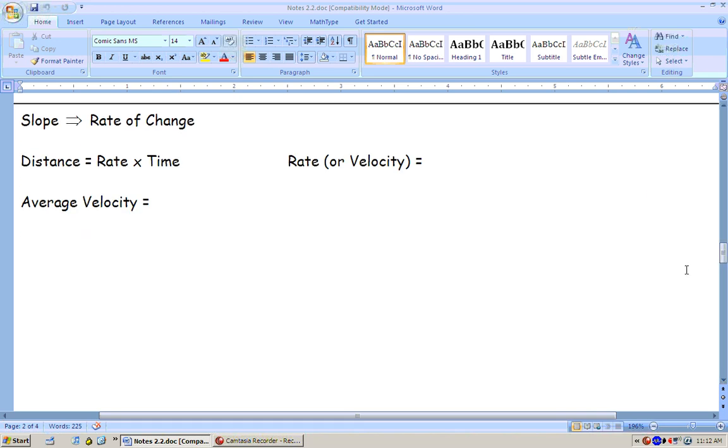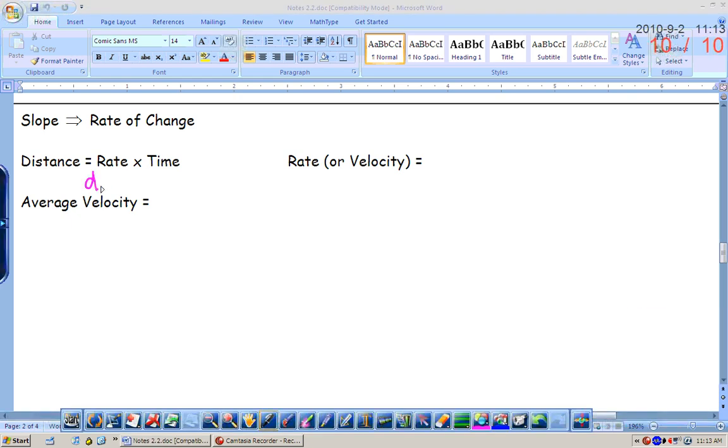All right, slope, we all know, represents a rate of change. And we can think of distance as rate times time. So we know that d equals rate times time. So if I want to think about rate of change, which is slope, in relationship to distance and time, my rate or my velocity can be thought of as distance divided by time. Everybody okay with that?